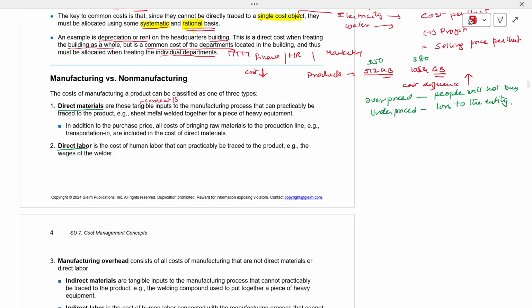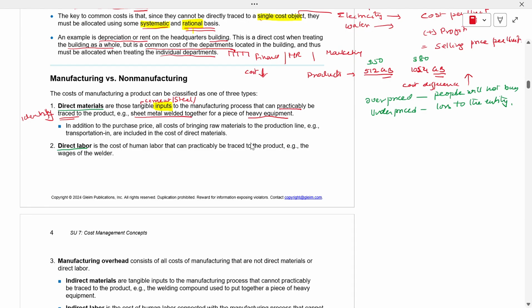Cement, steel, the material inputs to the manufacturing, are things we can practically trace or identify easily to the product. Sheet metal welded together or heavy equipment is a direct material input. Somewhere they have made it very clear: these are traceable inputs.